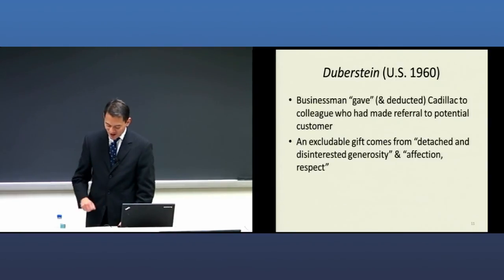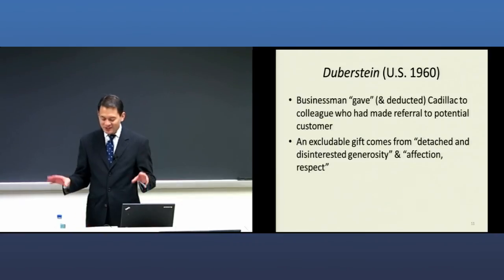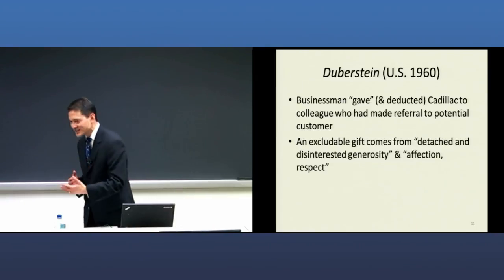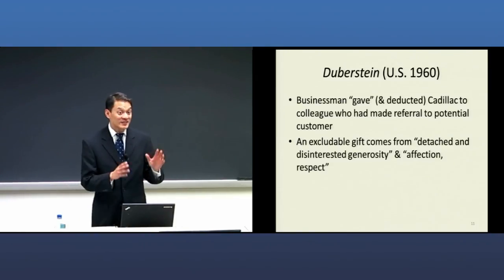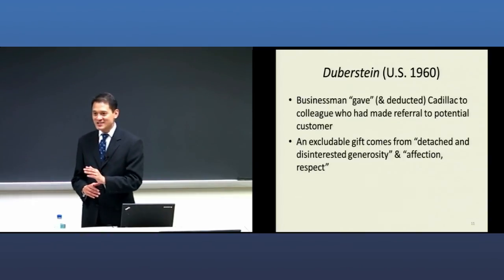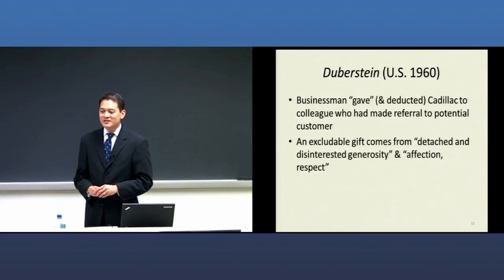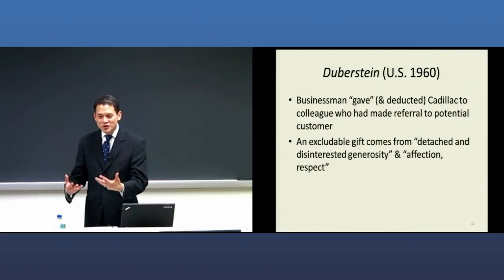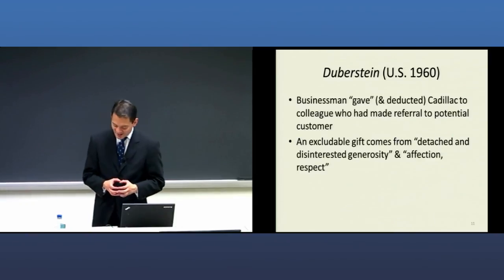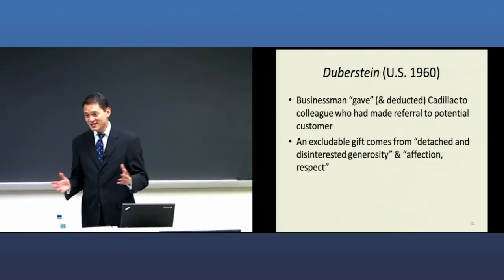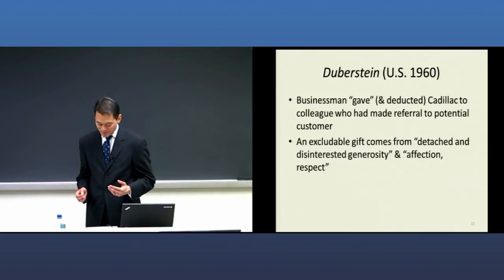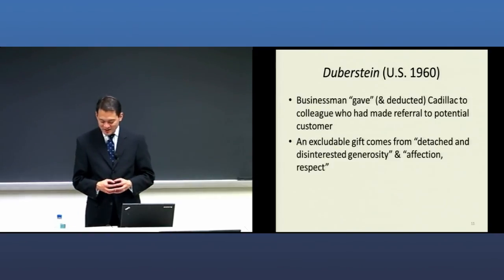Now, even though the Duberstein business associates, there was no obligation, there was no contract, there was no quid pro quo in this instance. The giving of the gift in a business context relates to the production of income, the doing of business as a whole. And you can tell that because the taxpayer deducted the cost of the Cadillac. He thought it was a business expense and not just a gift.